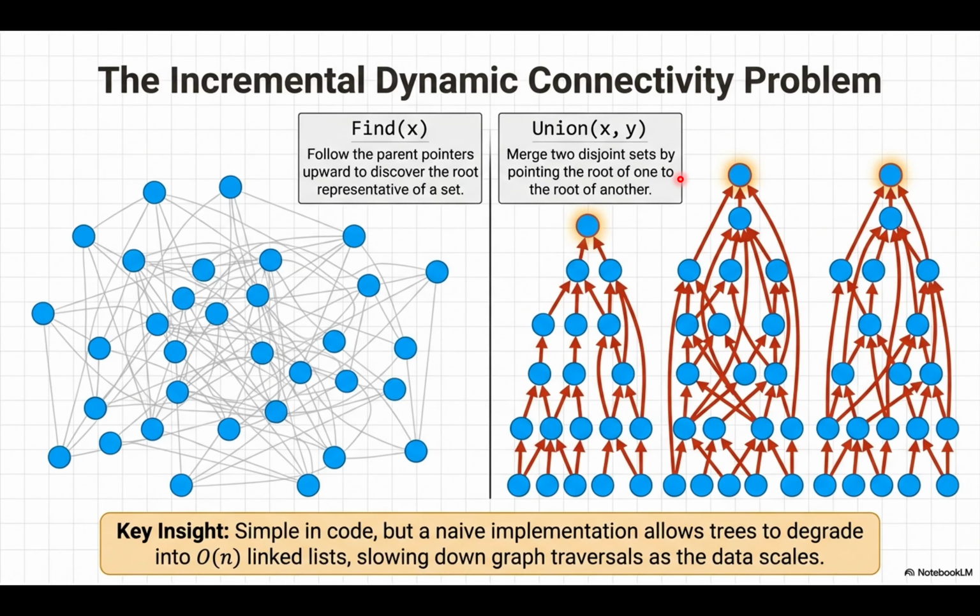And if you want to union two separate groups together, you simply take the root of one tree and make it point to the root of the other. But there's a pretty glaring flaw with that naive approach, right? Yeah. Because if you just carelessly link trees together without a plan, they can degrade into these long, stringy linked lists. Yes, they absolutely can.